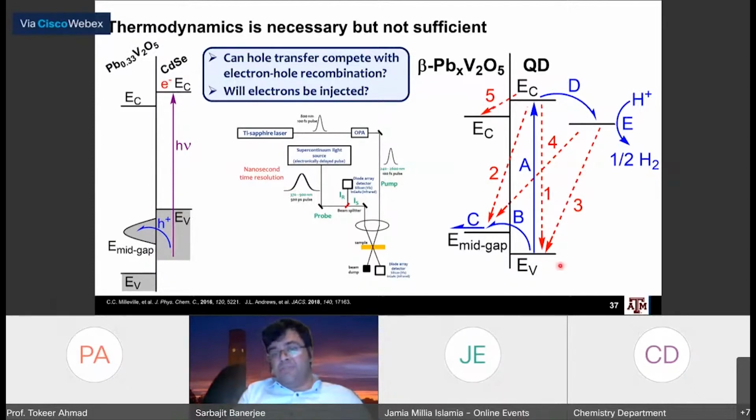What's shown here in blue are all of the desired processes. You want to promote an electron, have the hole transfer into this mid-gap state of lead 6s2 or another p-block compound. We want to have this transfer to the oxidation catalyst. And on this side, we want the quantum dot to do electron transfer to a reduction catalyst. Then we want this rate of proton reduction to take place faster than any of these recombination cycles shown in red. Again, thermodynamics is great, but it doesn't get you all the way there. You also have to have kinetics.